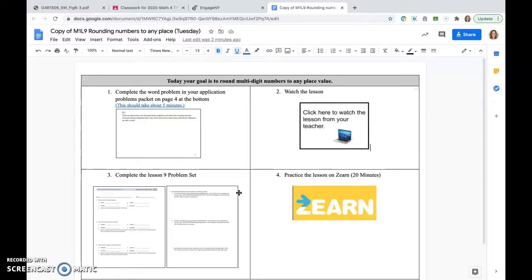Today in math, your goal is to round multi-digit numbers to any place value. The first thing that you need to do is take out your application problems packet, and your job is to complete the word problems in your application packet on page 4 at the bottom. So it looks just like this.